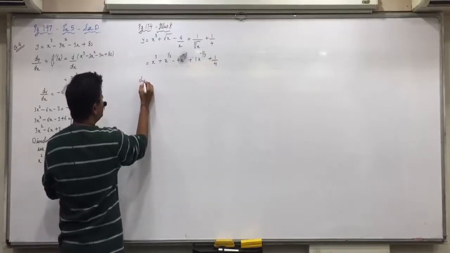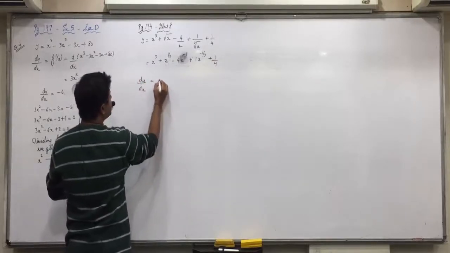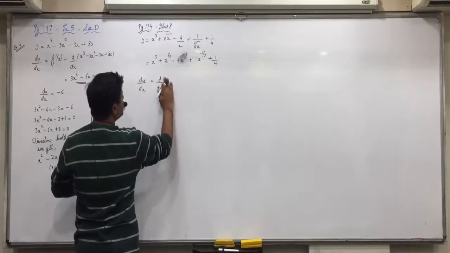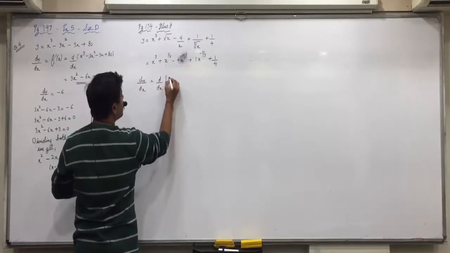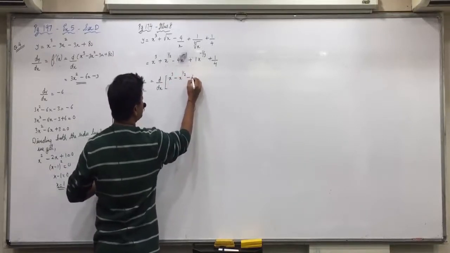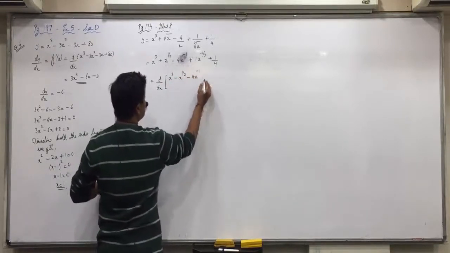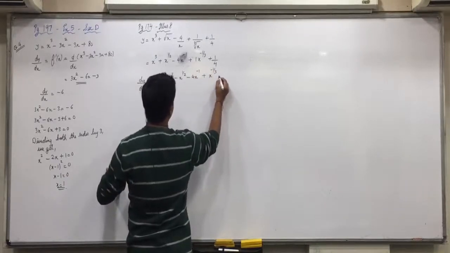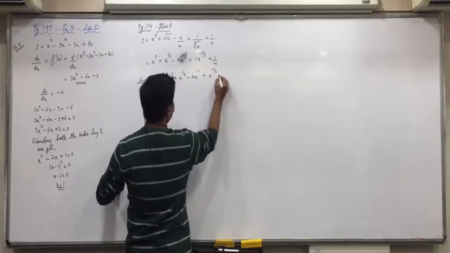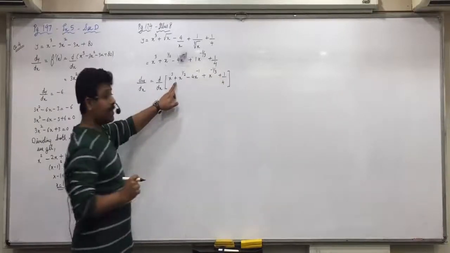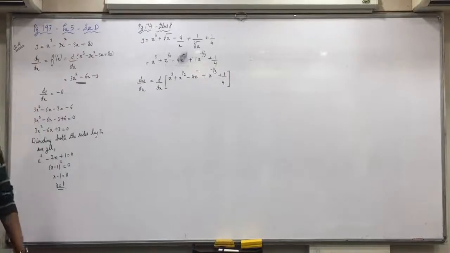Now we will do dy by dx. d upon dx of x cube plus x raised to 1 by 2 minus 4x raised to minus 1 plus x raised to minus 1 by 3 and plus 1 by 4. Okay, first sign is plus. Anyone having any doubt in this?